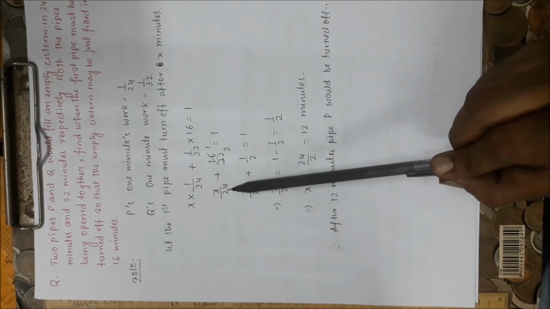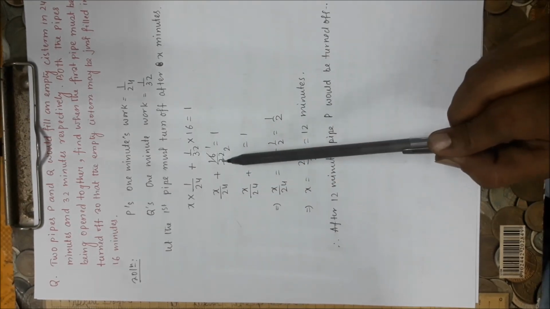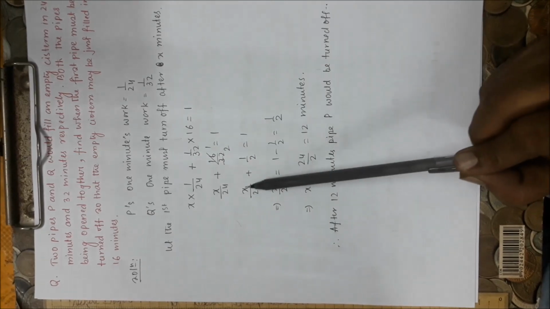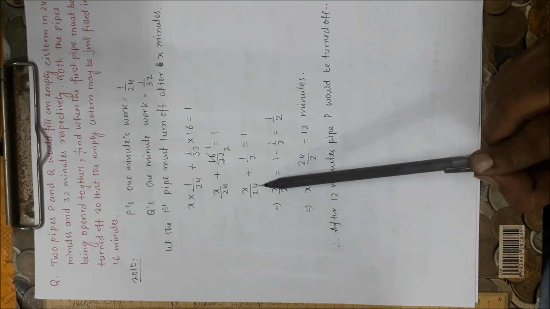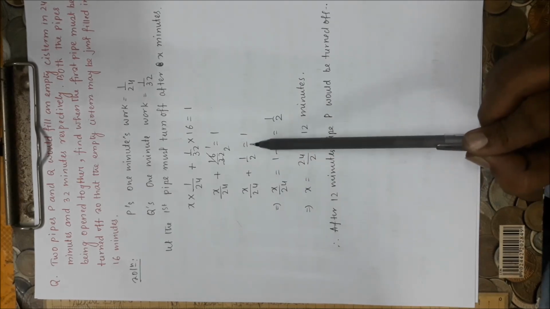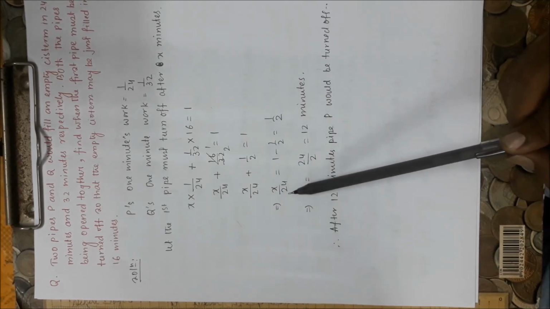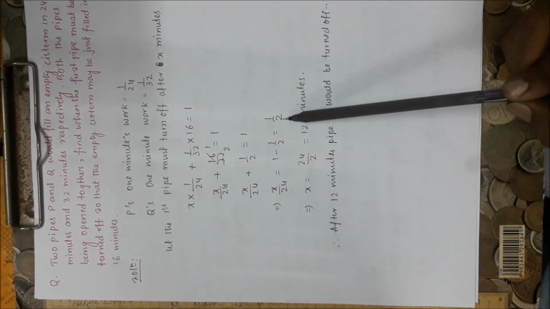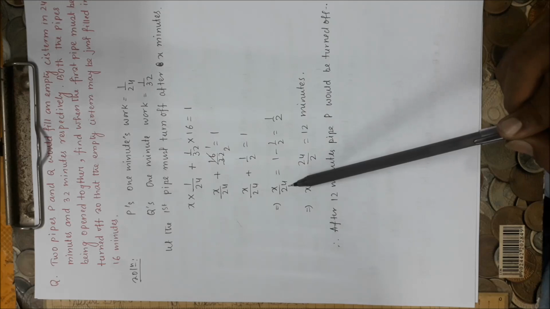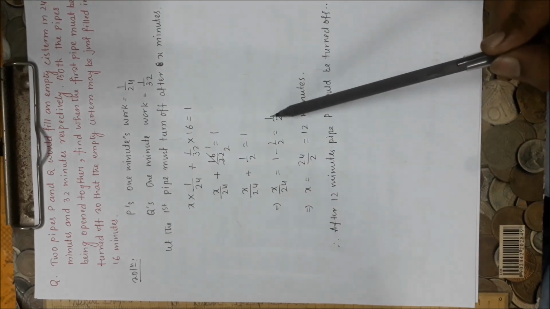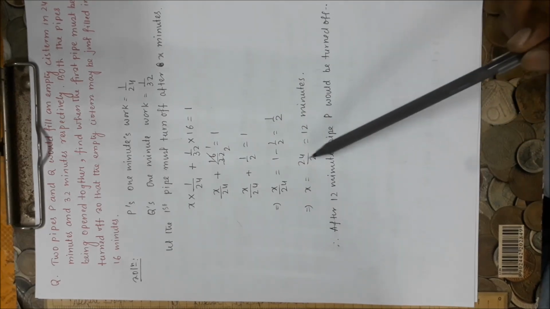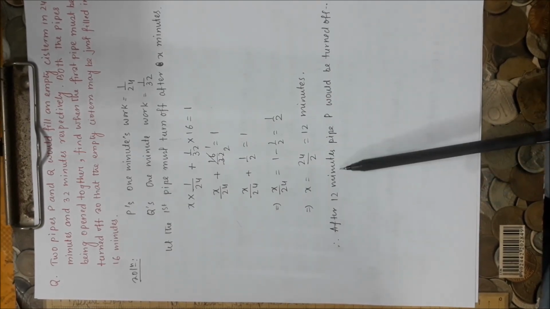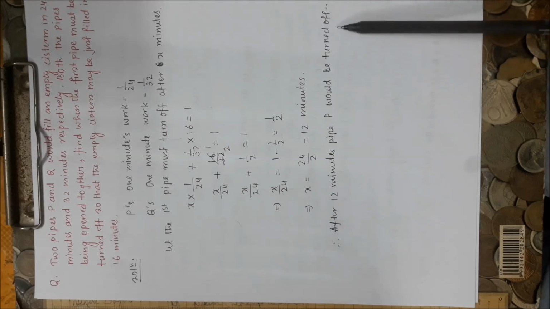So X by 24 plus 16 by 32 equals 1. 16 1s are 16, 16 2s are 32. So X by 24 plus 1 by 2 equals 1. So X by 24 equals 1 minus 1 by 2 equals 1 by 2. So X is equal to... 24 is in the denominator. When it changes the side, it goes to the numerator. 24 by 2 equals 12 minutes. That means after 12 minutes, pipe P would be turned off.